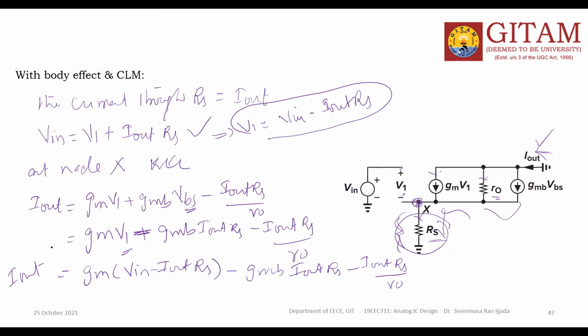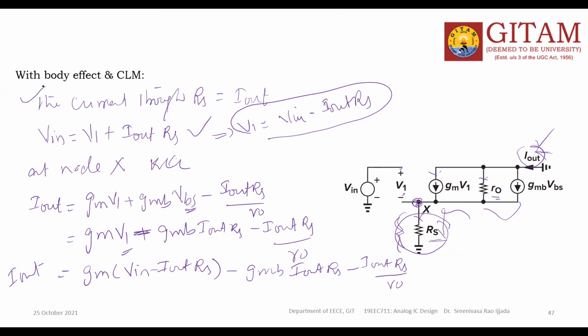Very simple equation, simple derivation. Yes. First, understand from the circuit, this output current and the current through Rs are both the same because it's open circuited. All these three currents are equal. The same current is flowing in the Rs also. So that is the first assumption.